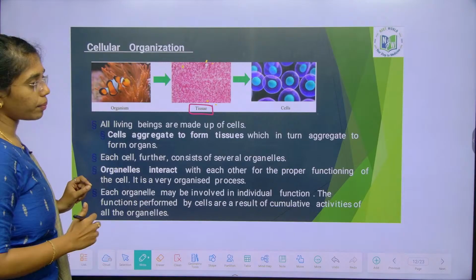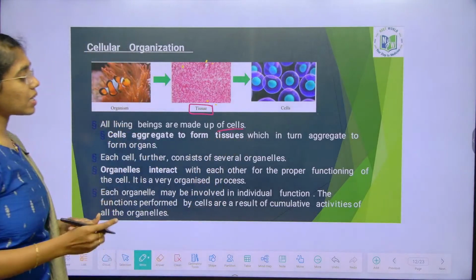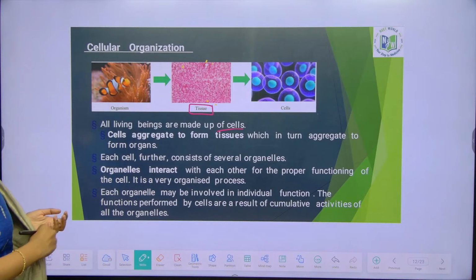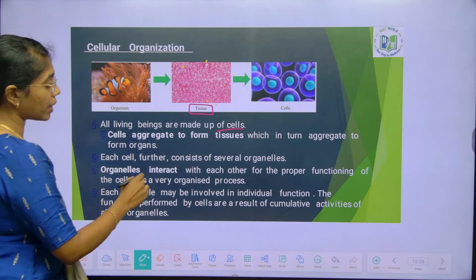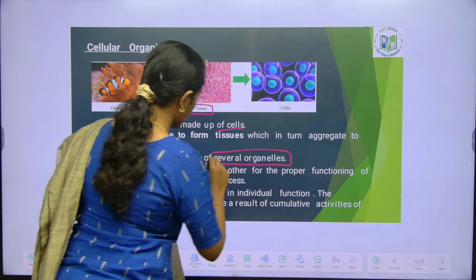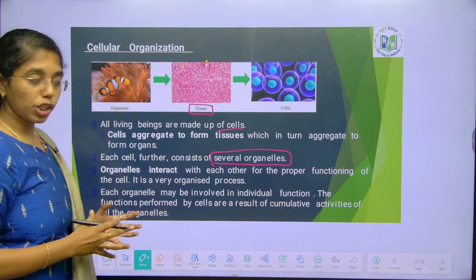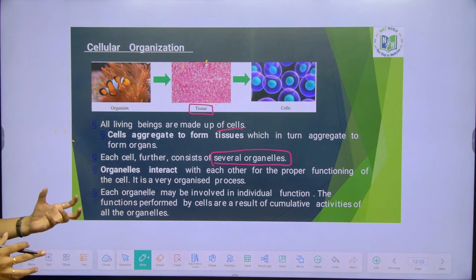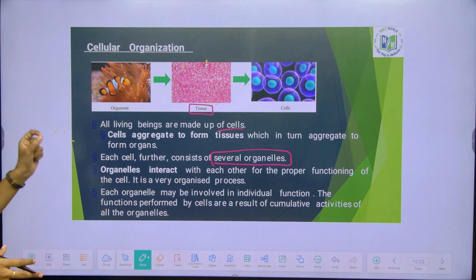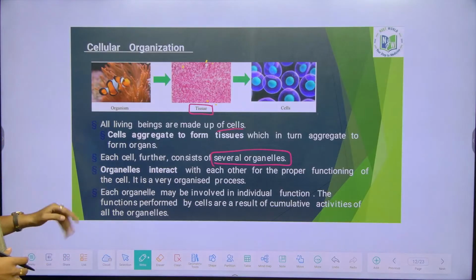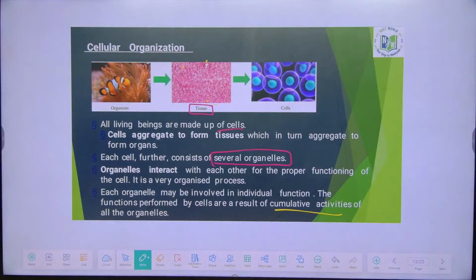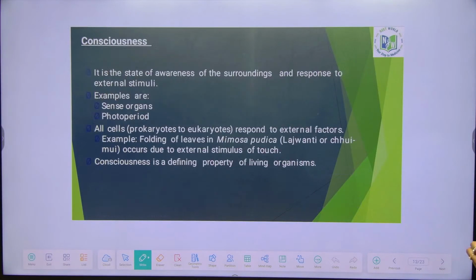All living beings are made up of cells only. Cells aggregate to form tissues, which in turn aggregate to form organs. Each cell further consists of several organelles. Organelles interact with each other for the proper functioning of the cell. It is a very organized process. Each organelle is involved in an individual function. These functions are performed by cells and this results in cumulative activities of all the organelles. Clear, right? This is about cellular organization.